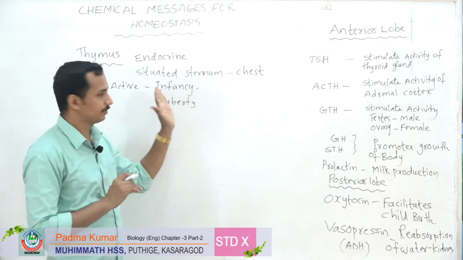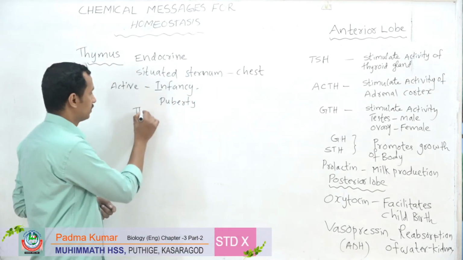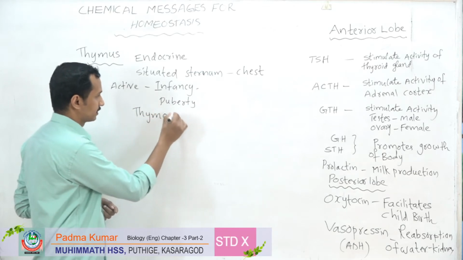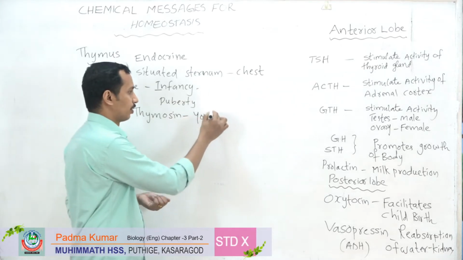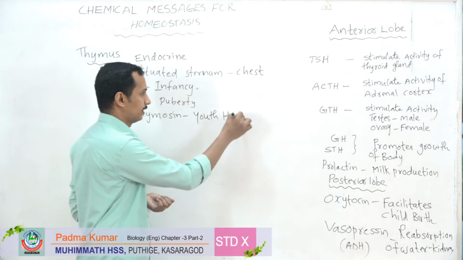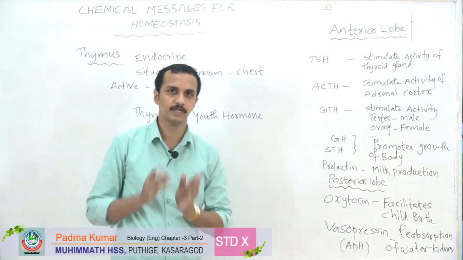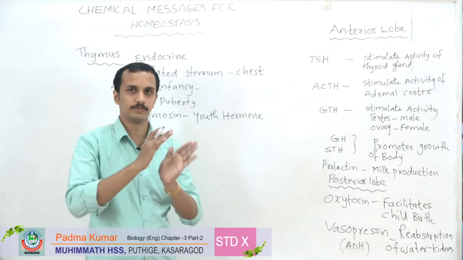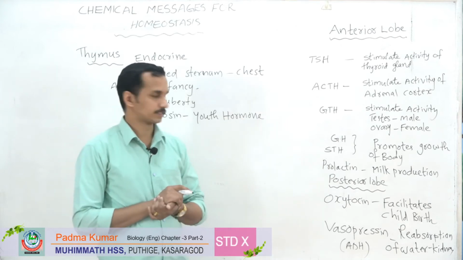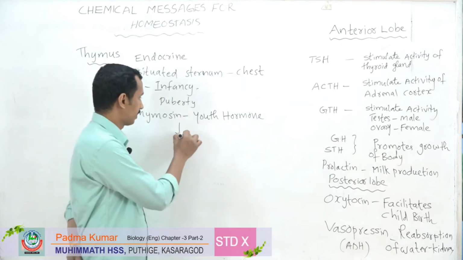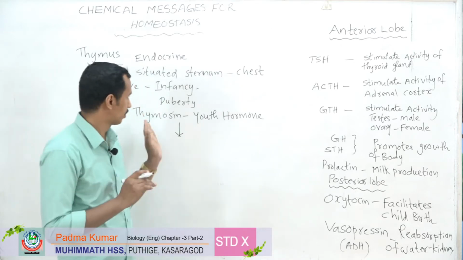So it is very active during the younger stage, and it produces a hormone called thymosin. It is also called the youth hormone because it is very active during infancy, and when an individual is in the youngster stage, these hormones perform different functions. So let us discuss the functions performed by the thymus gland or the hormone thymosin.